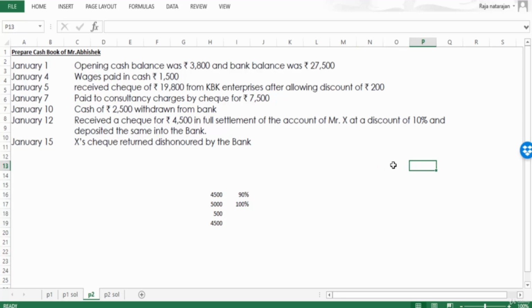So you have to quantify this 10%. The 10% should not be applied on 4,500. If you apply, it will be 450. Whereas you have to apply that on 5,000. On 5,000, 10% is 500. Okay, and only that should be given effect.